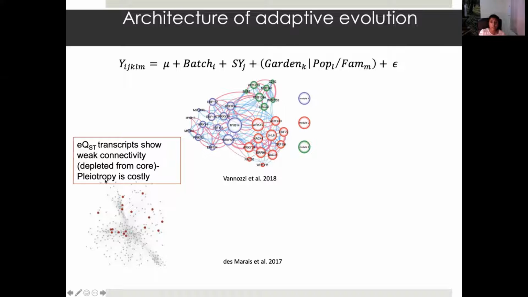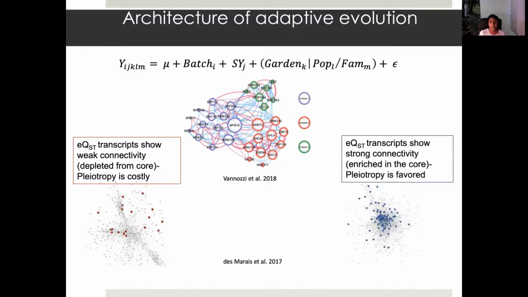And in general, we expect pleiotropy to be costly because genes or transcripts which have high levels of connectivity can modulate the entire co-expression network. And such large-scale modulation would probably be costly and deleterious in nature, and hence we do not expect it to exhibit strong among population variation. However, under certain conditions, when the populations are exposed to novel selective pressures, we expect that the EQST transcripts may exhibit strong connectivity, or here pleiotropy may actually be favored despite the cost that it imposes in the long run.